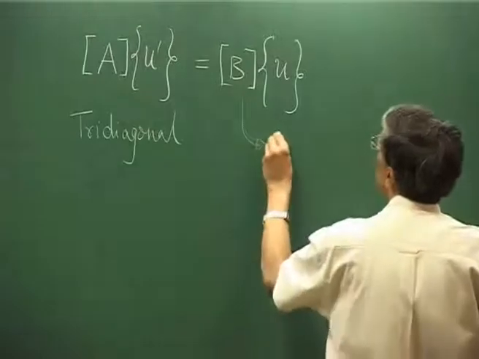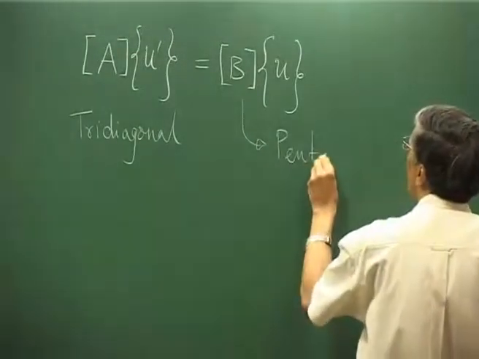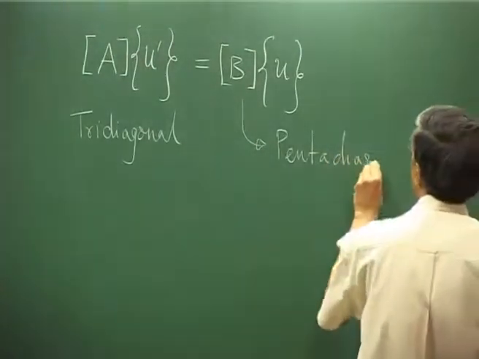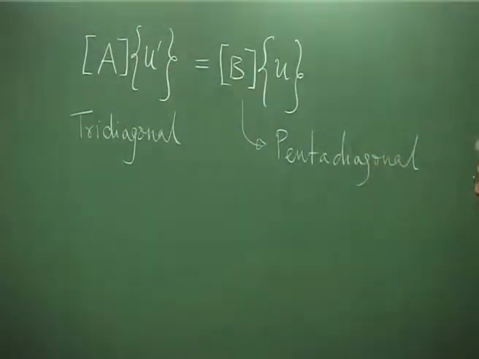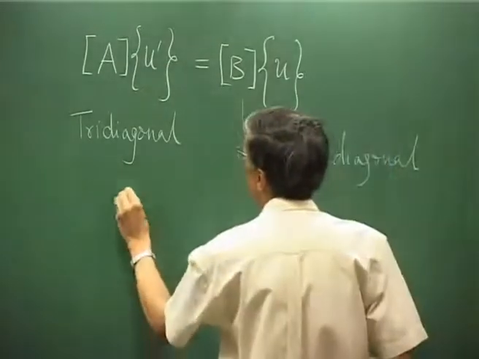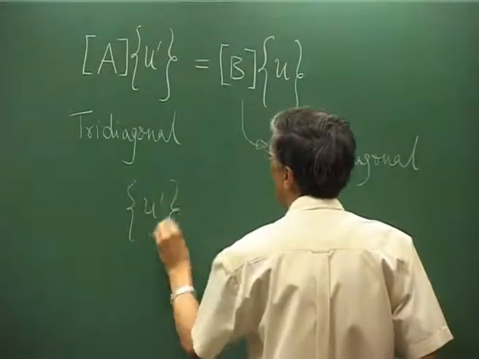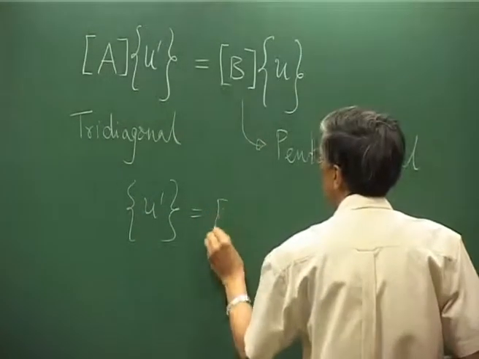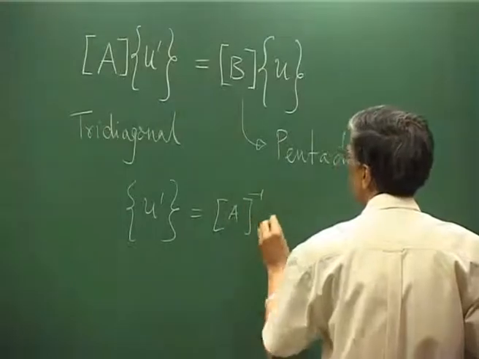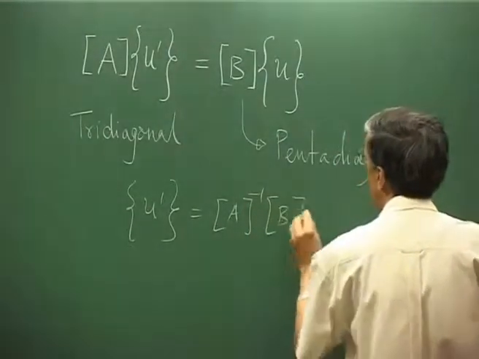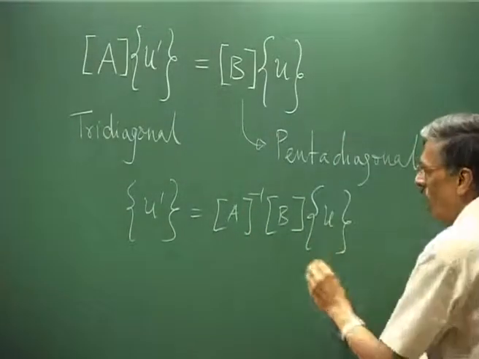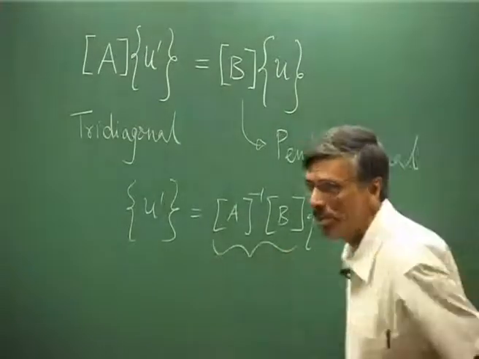This could be at the most a pentagonal matrix. What you would notice when you write down u prime equal to A inverse B into u, what will be the bandwidth of the matrix?